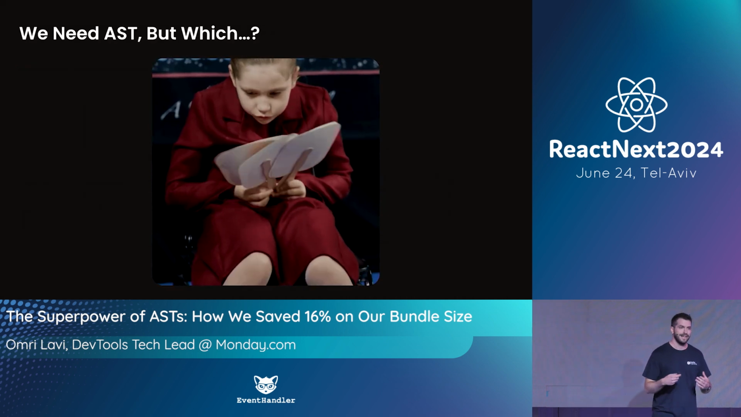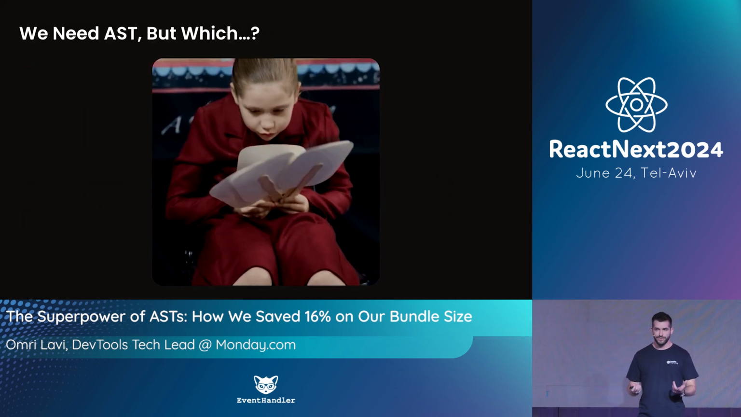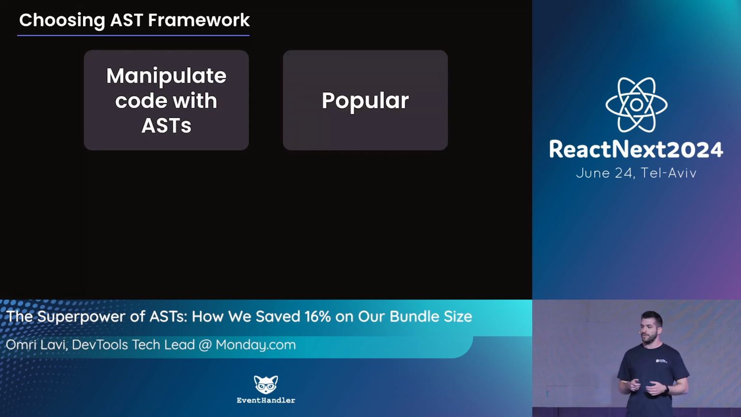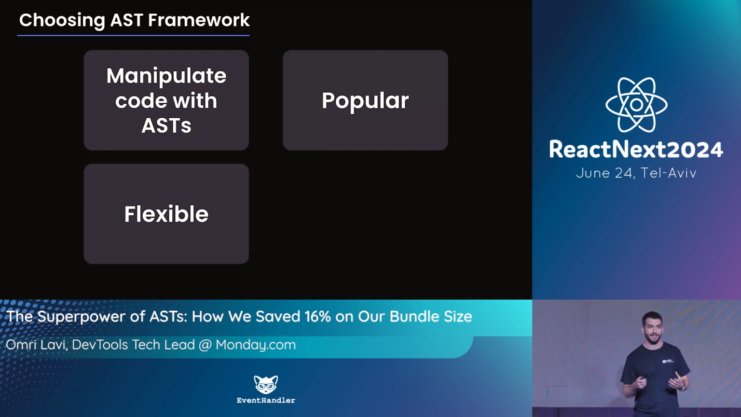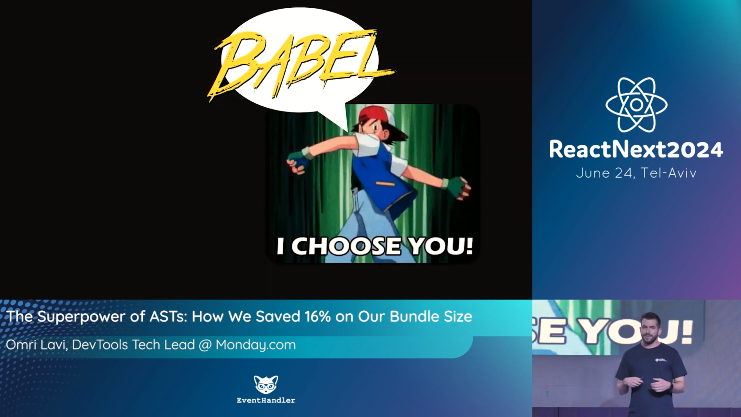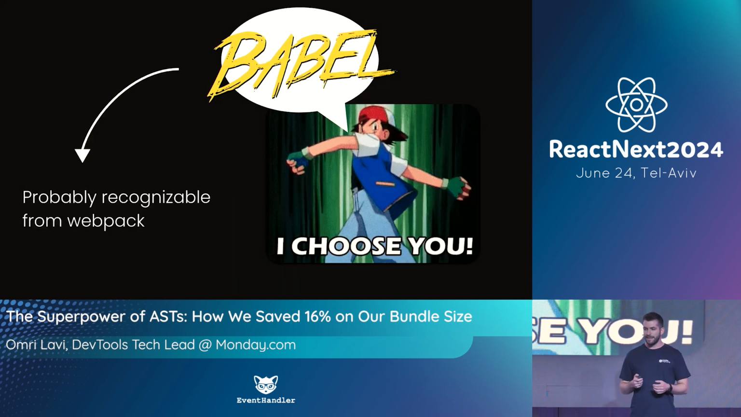So we knew we needed ASTs, but how are we going to use them? On which framework? So we needed something that will allow us to manipulate code programmatically with ASTs. We needed it to be popular, so we can rely on its documentation and its community. We also needed it to be flexible for exactly our requirements. And lastly, we wanted it to be pluggable, so we'll be able to use it anywhere in our code. So we chose Babel for this, that has all of these features. And you may be familiar with it from your Webpack configuration, where it's very popular.